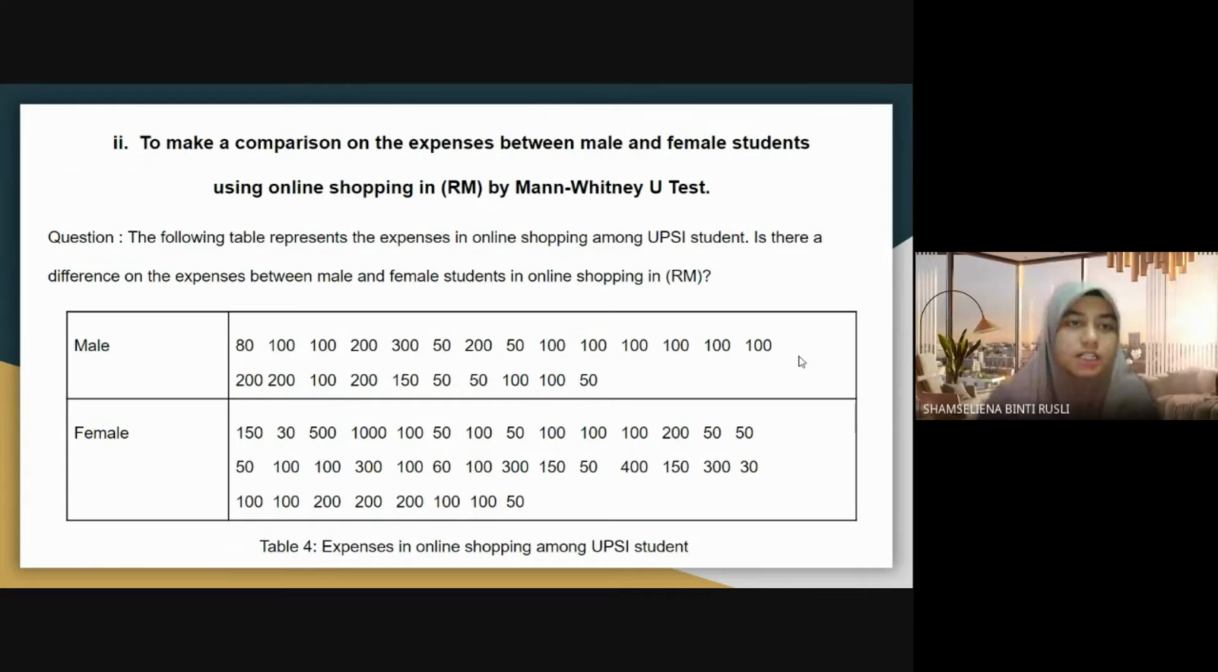For the next objective, which is to make a comparison of the expenses between male and female students using online shopping in Ringgit Malaysia, we use the Mann-Whitney U test. This table represents the expenses in online shopping among UPSI students. We want to determine whether there is a difference in the expenses between male and female students in online shopping in Ringgit Malaysia.